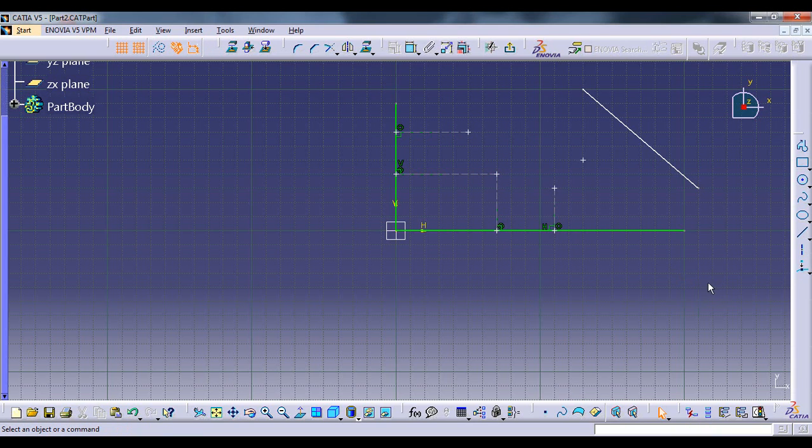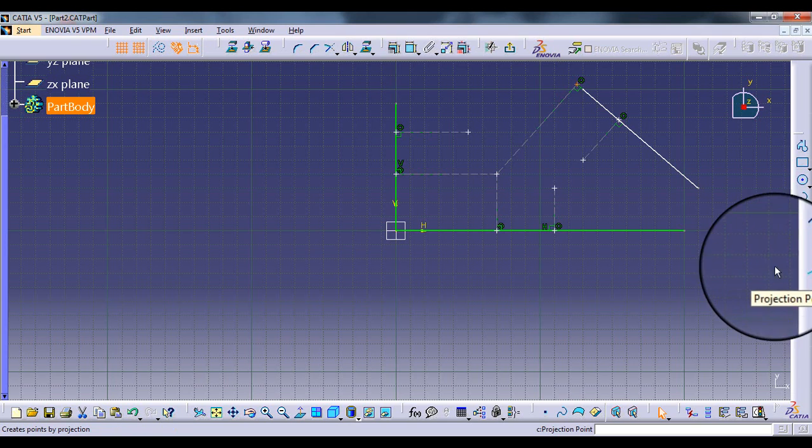We can plot the projection on this inclined line as well. I will just select this command. Again I will select this point and the line on which this point is to be projected. We can see that it doesn't matter whether the line is horizontal or vertical, the points can get projected on the inclined line as well. So this is basically how the projection point command works.